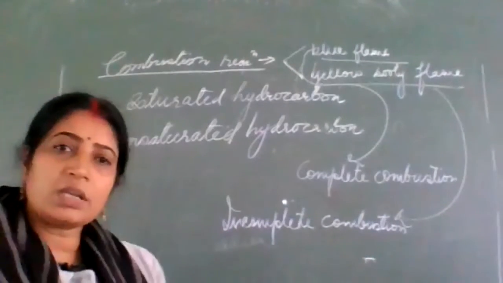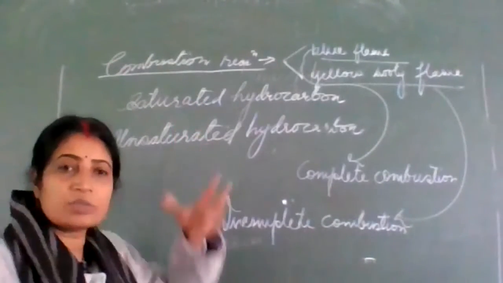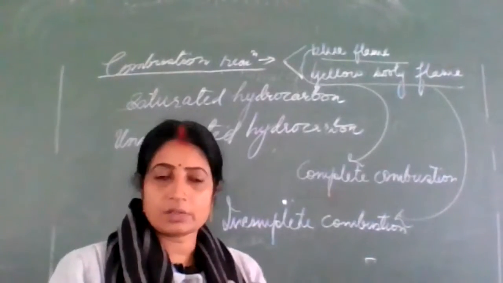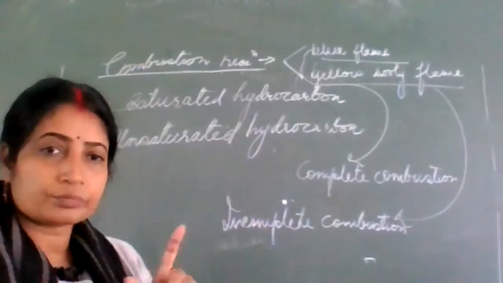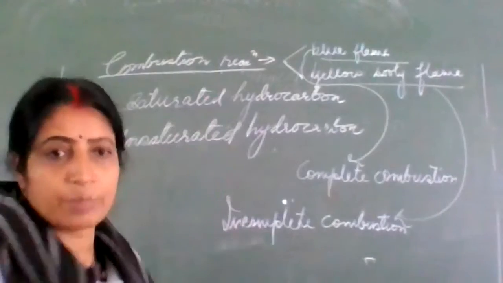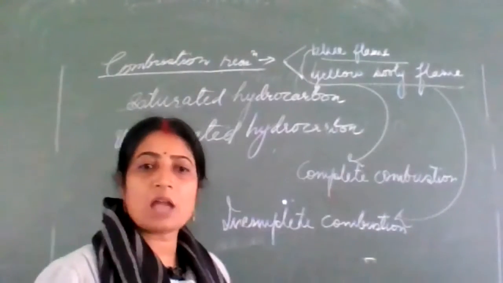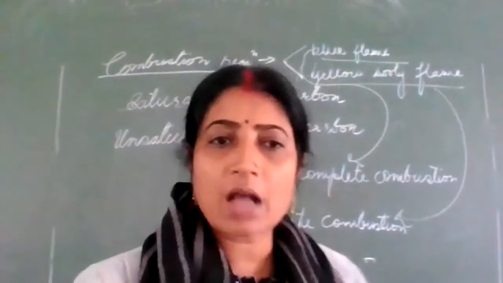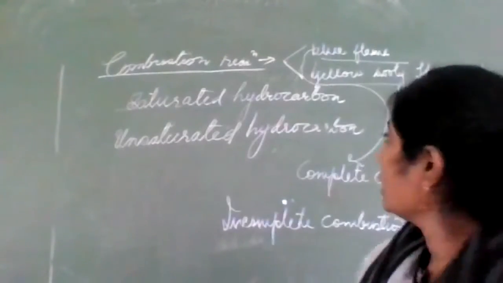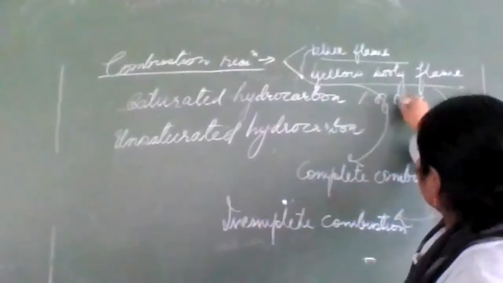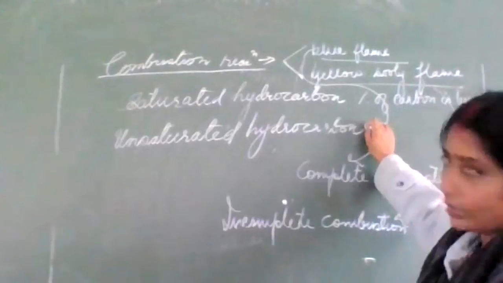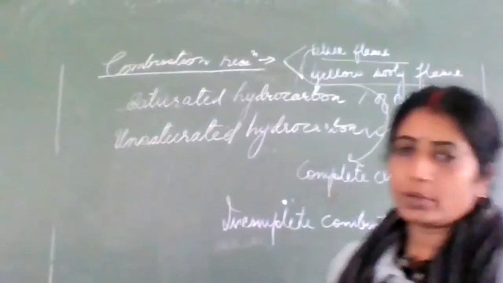Now first of all we'll say that out of saturated and unsaturated, which is more combustible? So you must know, in saturated hydrocarbon, the percentage of carbon is less. कंबशन किसका होता है? कार्बन के कंपाउंड का, ठीक है। तो इन सैचुरेटेड कंपाउंड the percentage of carbon is less as compared to unsaturated hydrocarbon.